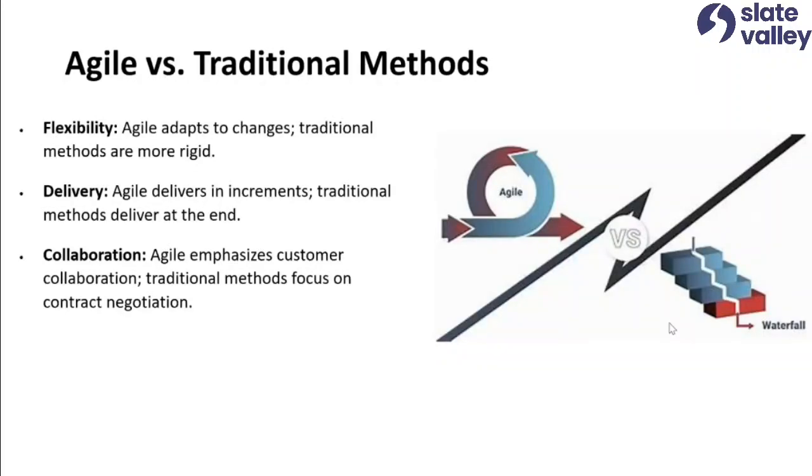How the process changed, Agile versus traditional. Agile is more flexible. It adapts to changes. The traditional approach is more rigid because they can't change the requirement in the middle of the session. Delivery: Agile delivers in increments and traditional methods deliver at the end. You can't get a house delivered in phases, right? You start building a house, you construct a house, and then you go into it. You just can't say I have a roof, so I will just stay in it. It can't happen like that.